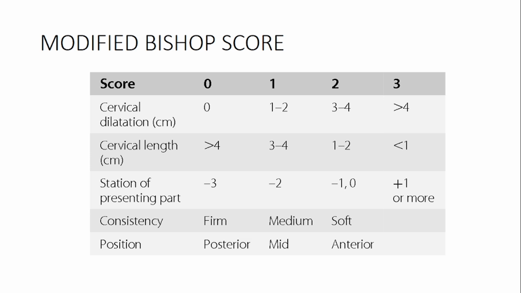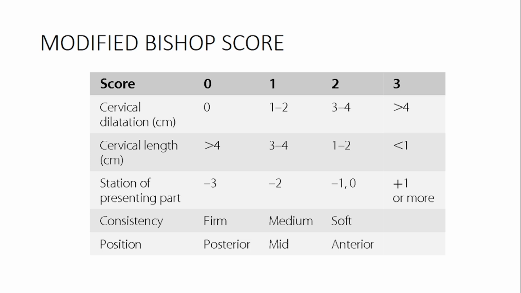When the cervical length is greater than 4, that means the cervix is still remaining its normal length. She scores 0. If the cervix length is between 3 and 4, she scores 1. If the cervix is between 1 to 2, she scores 2. And if it's less than 1, she scores 3. If the cervix is between 1 to 2, the length of the cervix has reduced to about 50%. Less than 1 centimeter shows that the length of the cervix is just about 25% of its normal length, and that makes the cervix more favorable.